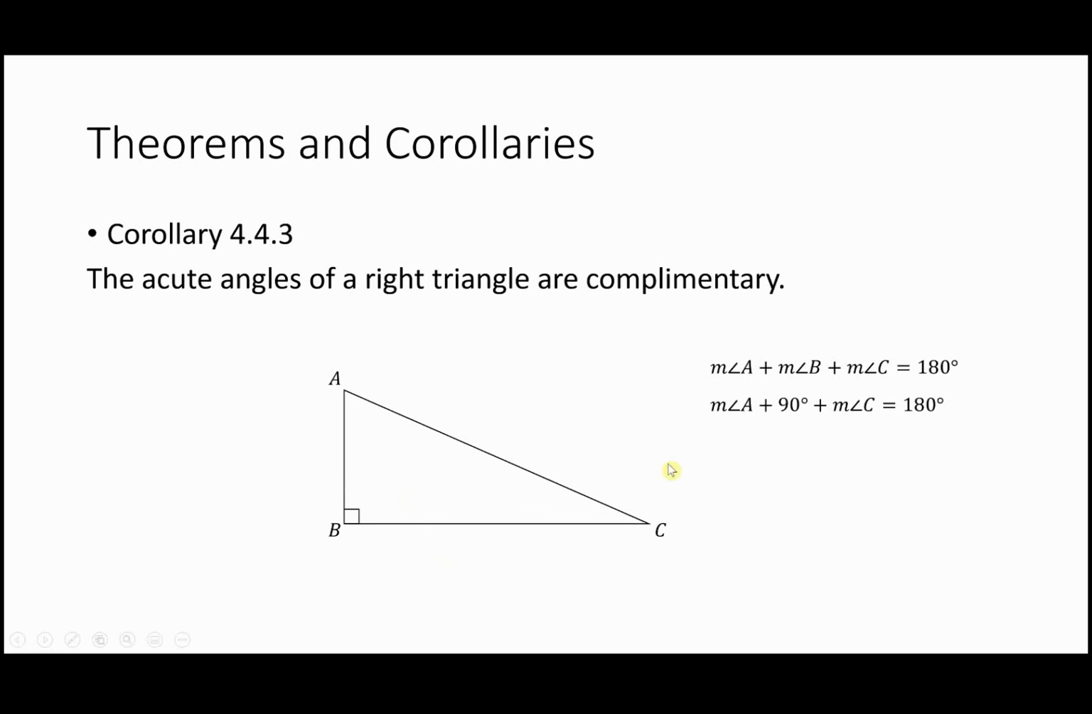It's 90 degrees. So you can make a little substitution right there and then work your way into saying that the measure of angle A plus the measure of angle C, the two acute angles that are left, sum to 90 degrees. Well, what do you call angles that have measures that sum to 90 degrees? You call them complementary. So here's a line of reasoning that could get you through proving this corollary. Again, it is not a full formal proof, though. It could help you write a full formal proof, though.